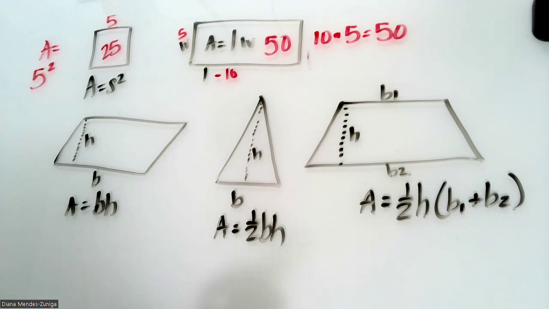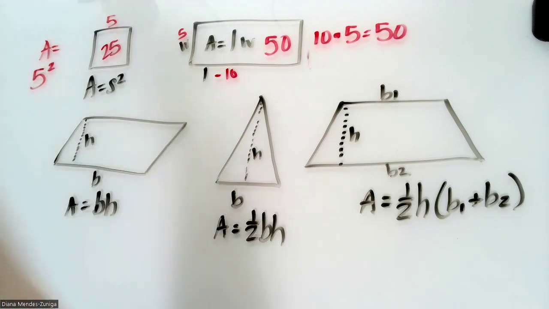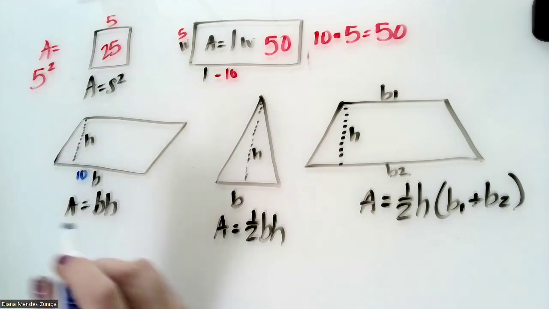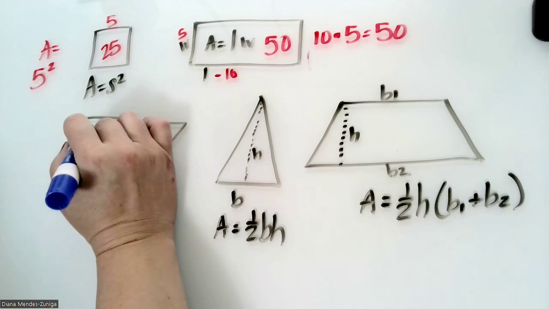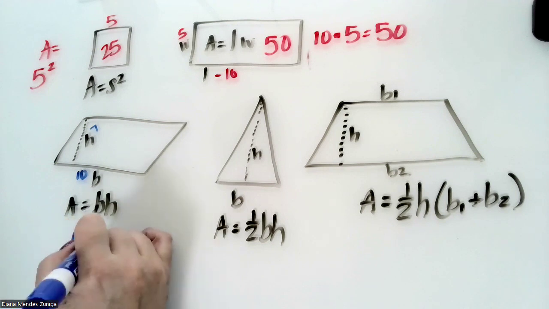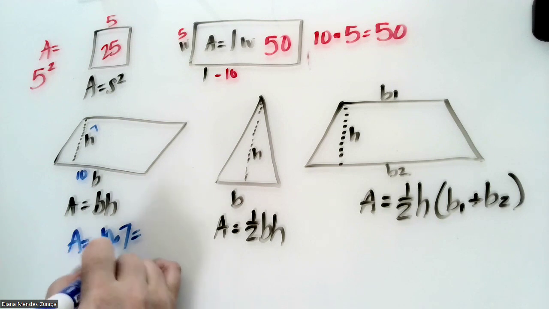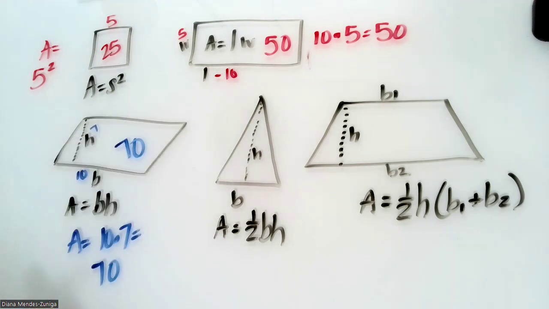Now let's get into some different shapes. This is a parallelogram, and the formula for a parallelogram is A equals B times H. So you would have a value for your base, and let's just say the value for your base is 10, and your height is 7. So we are going to do A equals our base, which is 10, times our height, which is 7. So our area is 70. So the area of that one would be 70.